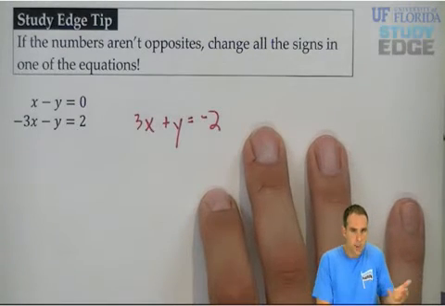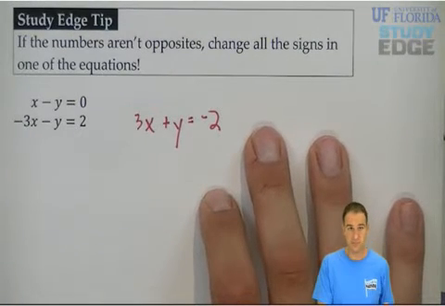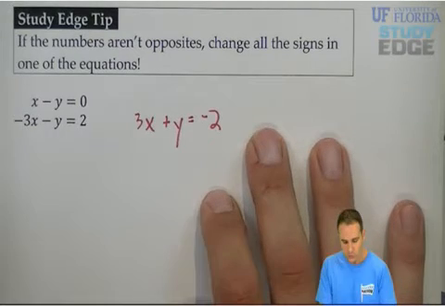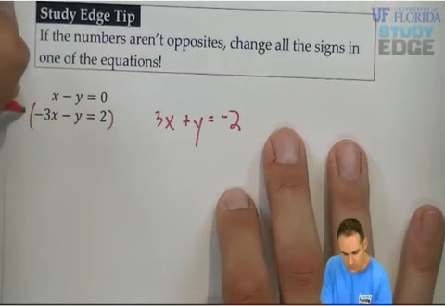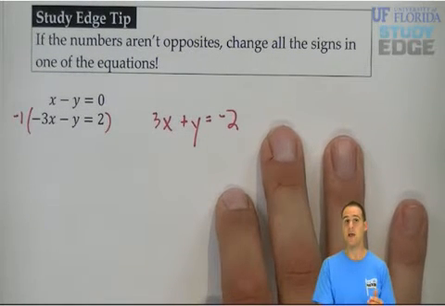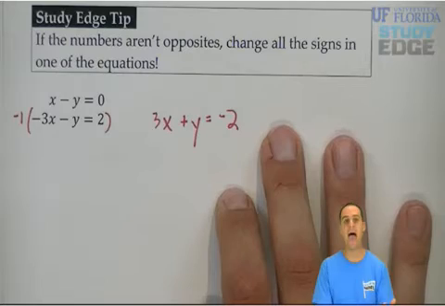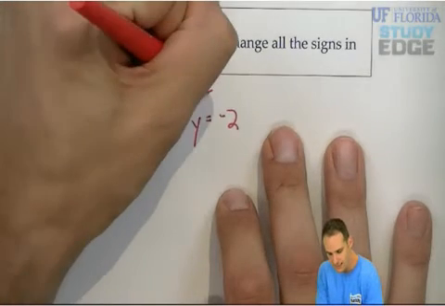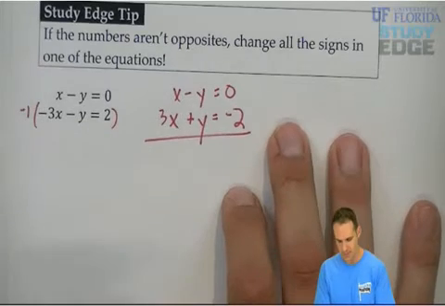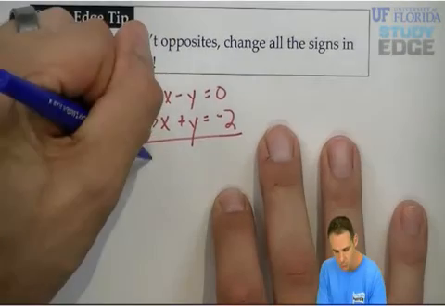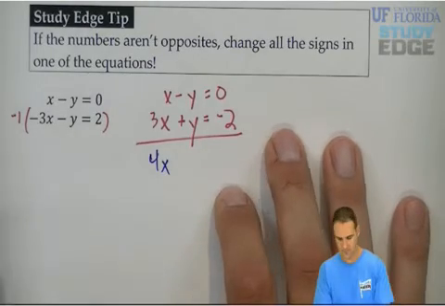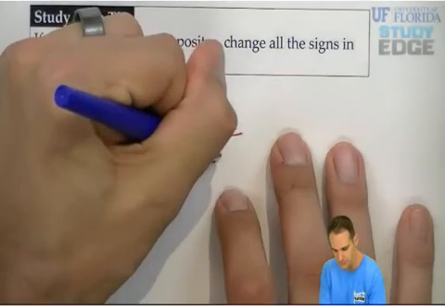Why can I do that? Why can I just change all the signs of one equation? Well, remember, you can always multiply any equation by any number, so really I'm multiplying this all by negative 1 to change all the signs. That's really what I'm doing to get an elimination match. The top equation I can leave alone, and now I can add these two equations together. X plus 3x will be 4x. Negative y plus y, 0. And then 0 minus 2 will give me negative 2.